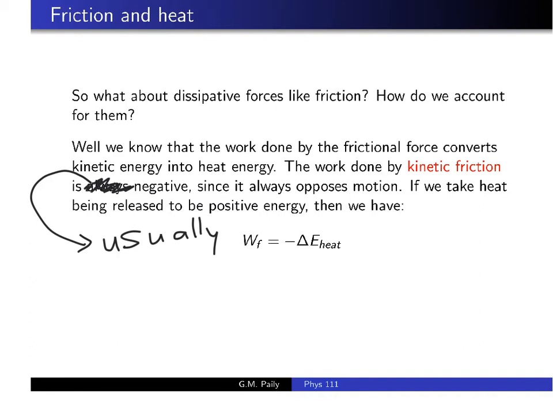So since heat is being released, we will have the work done by friction is equal to negative delta E heat. In other words, the work done by friction is usually negative, and so in order to ensure that delta E is positive, we have this additional minus sign over here.